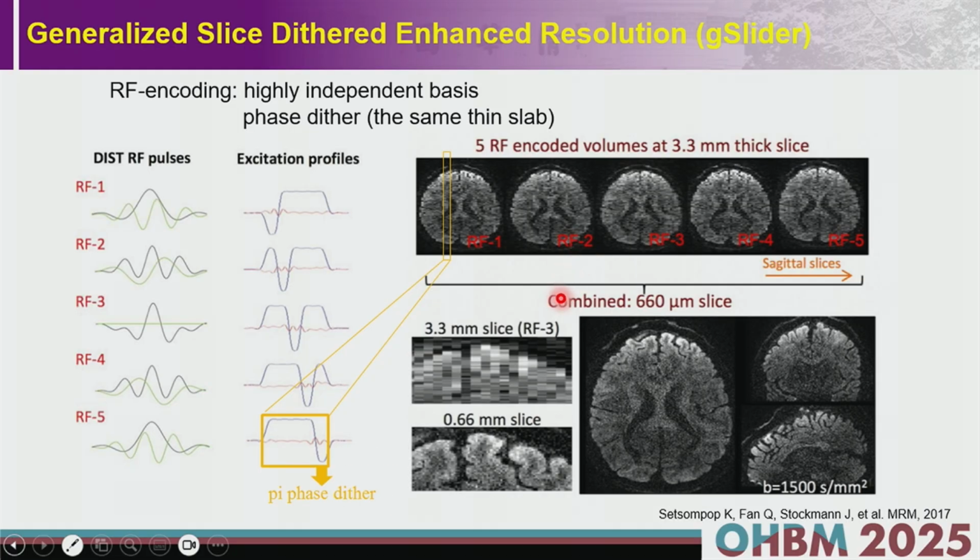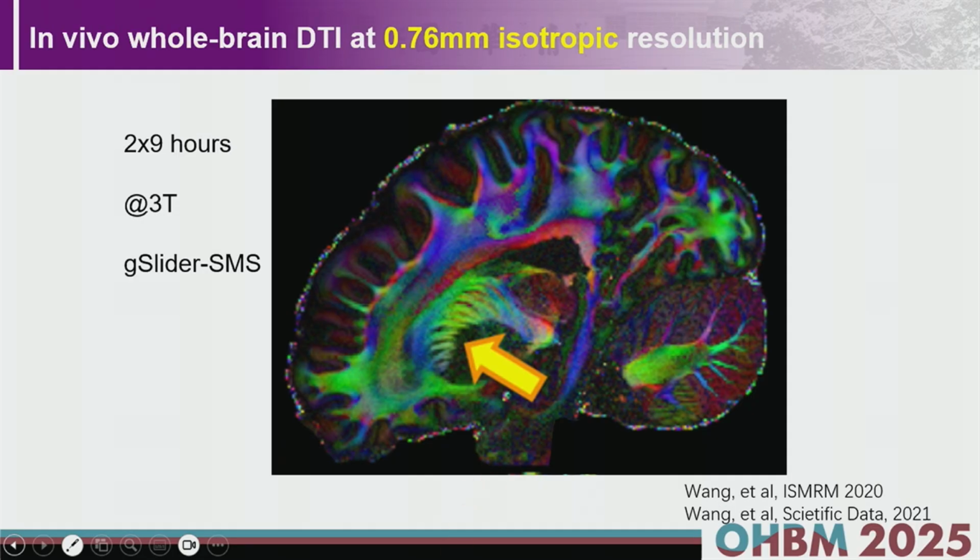Another method is called G-slider. So basically, for a thick slice, they can excite multiple times. In each excitation, they use a different phase encoding. Then they combine all signals together, solve an inverse problem, and get the final fine images like this. With this method, they got 0.76 isotropic data, but the acquisition time is quite long, 18 hours.